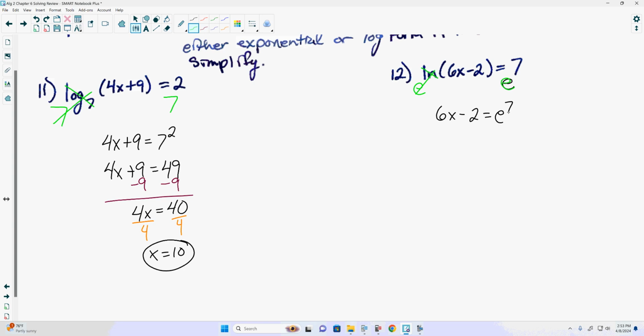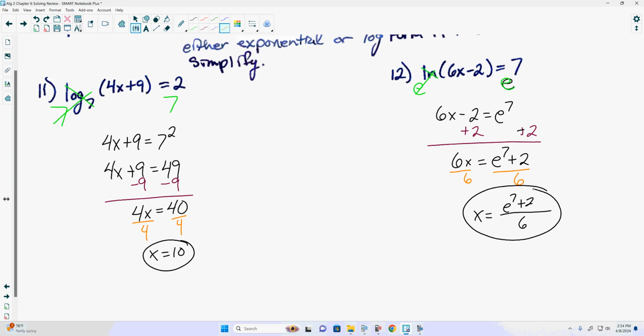Now, is e to the 7th a nice number? No. E is irrational, and no matter how many times we multiply e by itself, it's still going to be an irrational number. So we're going to leave it as e to the 7th. Now we just need to solve for the value of x. The next thing we can do is add 2 to both sides, telling us that 6x is equal to e to the 7th plus 2. And lastly, we would divide by 6, telling us x is equal to e to the 7th plus 2 all over 6.